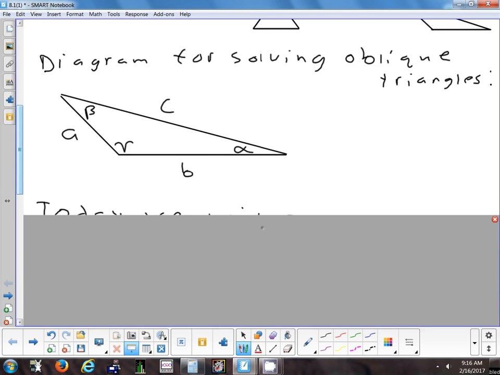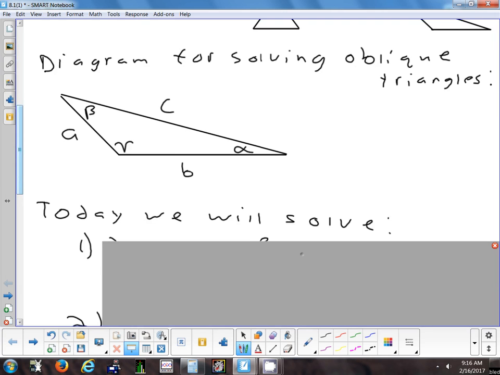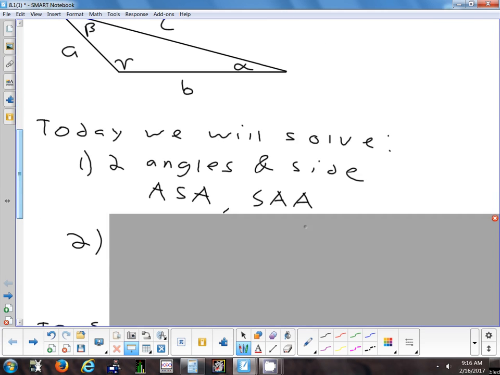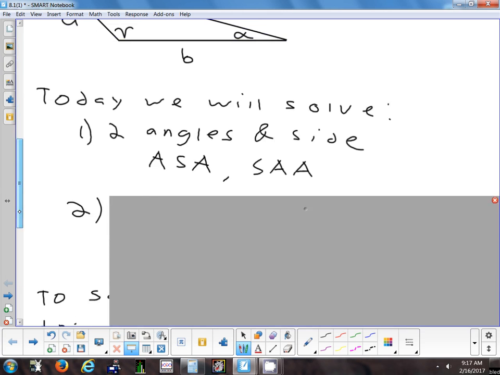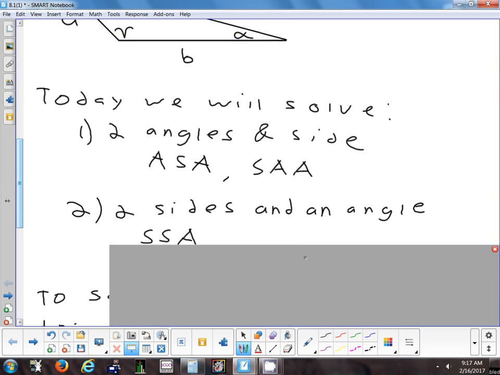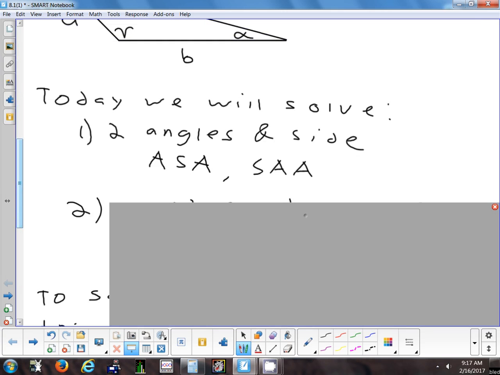If it's a law of sines problem, there's 2 cases I can give you. I either have to give you 2 angles and a side. And let me draw that out. If I were to give you 2 angles and a side, it could look something like this.